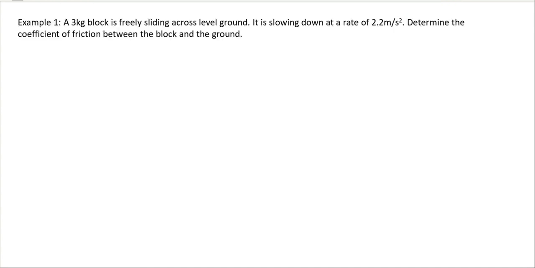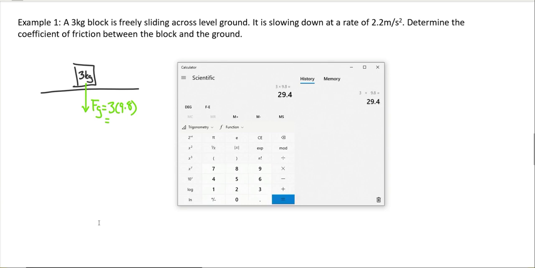So this first example has a block that is freely sliding across level ground. What does that mean? Well, level ground means that it is flat, and that there's a 3 kilogram block freely sliding. In other words, nobody is pushing it. Now, there are still forces acting on it, even though it is freely sliding. One, this ground is on Earth, so there's got to be a little bit of gravity, right? The force of gravity. And we, in fact, know the size of the force of gravity. It's 3 times 9.8, 29.4.